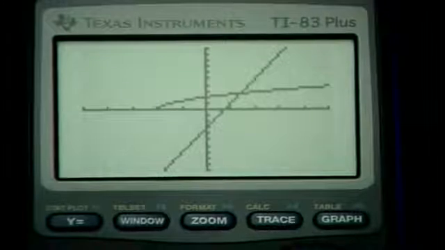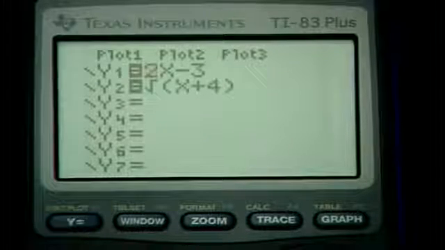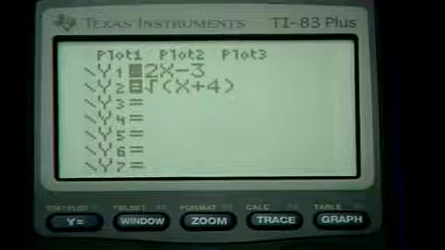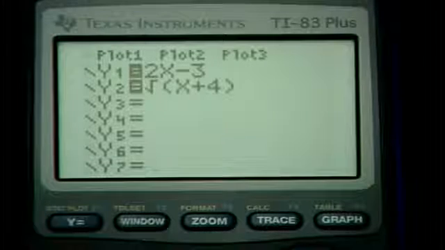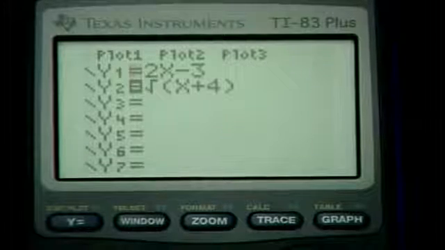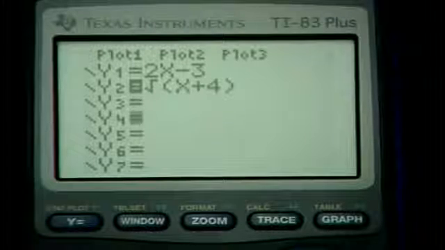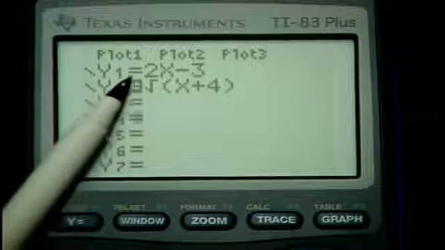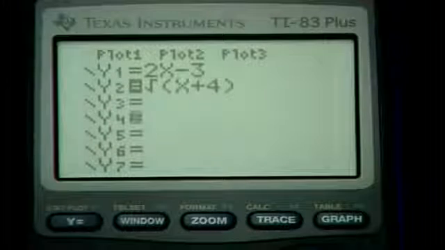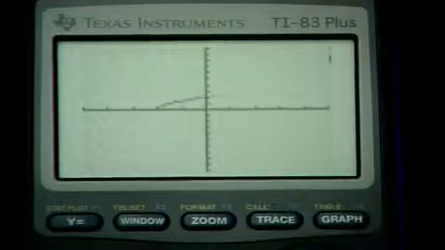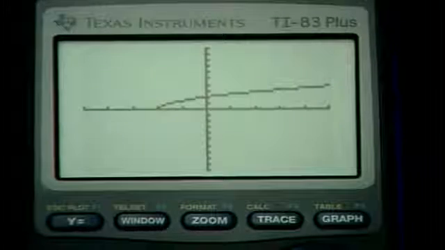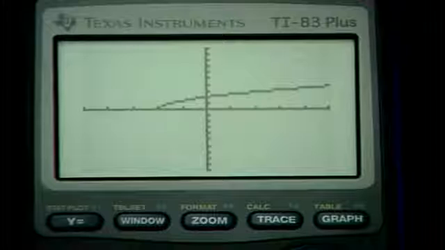If I want to look at only one of them, I can go back to Y equals, and I can deselect one of these graphs by cursoring left, and while the cursor is blinking on top of the equal sign, press enter. Now notice that what it does is it causes the equal sign not to be selected here. So I'm deselecting that equation for graphing. I go back to the graph, and I have the graph of only the one that is selected. So I can select, deselect as I see fit.